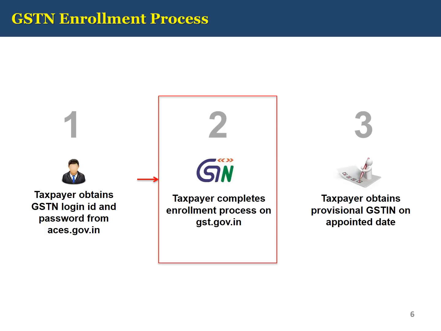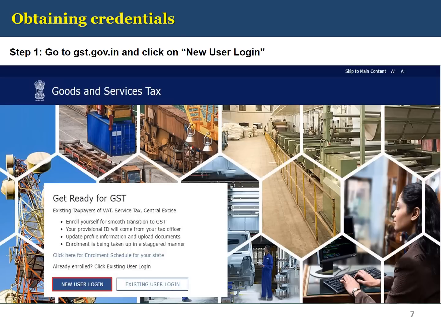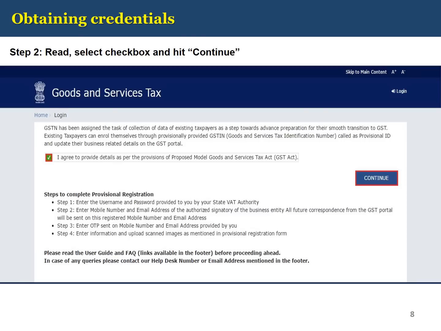So once the provisional ID and password has been obtained, then you will log into the gst.gov.in portal. So this is how it looks like. As you are a first time user, you need to click on new user login. So friends, you need to log in by clicking on this new user login link. In this screen, you need to tick this checkbox and then click on continue.